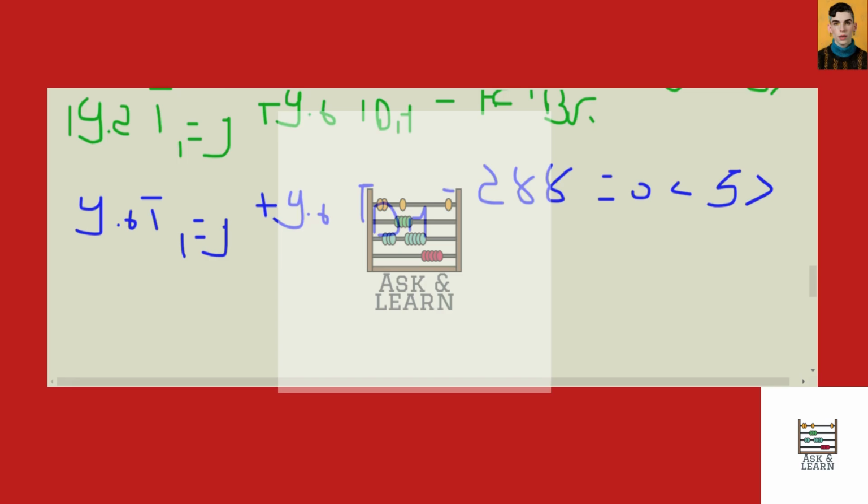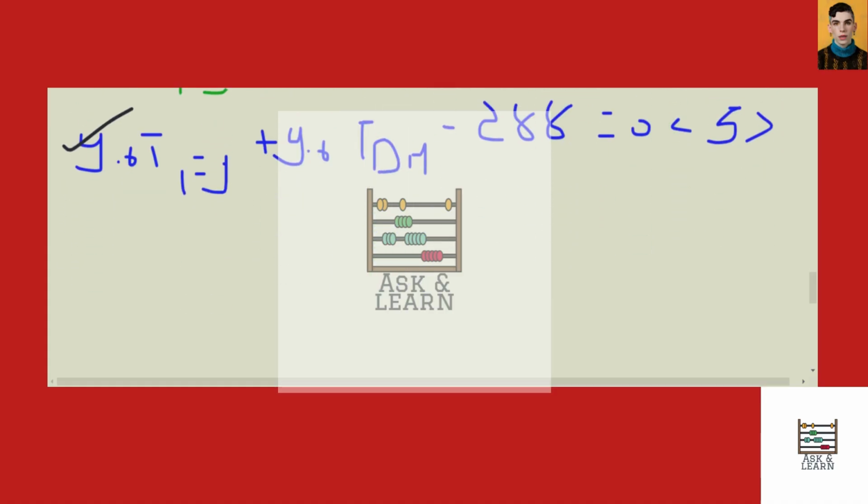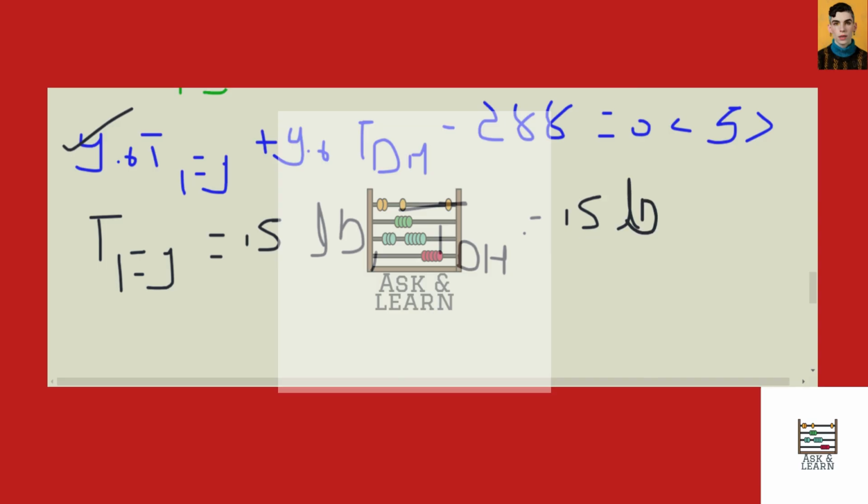Solving equations 1 and 3, we will get TFG is equal to 15 pound and TDH is equal to 15 pound, and from equation 2 we can also get TBG is equal to 60 pound.